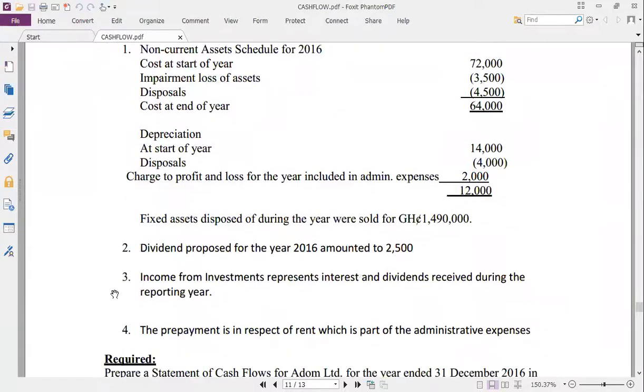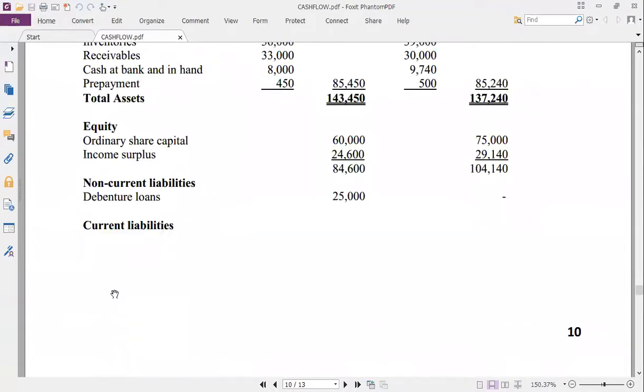So, okay, how about taking the opening balance of the income surplus and then comparing it to the closing balance? Would you get dividend paid? No, it will still give you the dividend proposed. Now the issue is this. If you pick the opening balance of the income surplus and then add the profit after tax to it, and it's not equal to the closing balance of the income surplus, the difference will give you the 2,005, the proposed dividend.